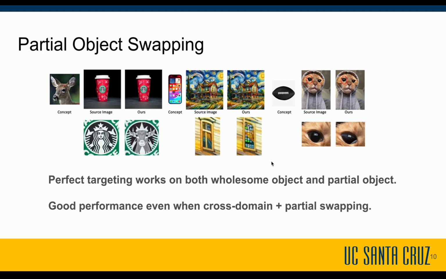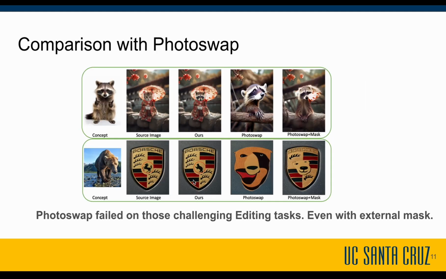Further, we conducted the partial object swapping, where we could directly swap one whole object into a part of one object in the source image. For example, we could swap a deer into a Starbucks logo. Compared with the previous model, we could see there is a huge difference. While previous methods cannot conduct the partial swapping, our method achieves great performance.